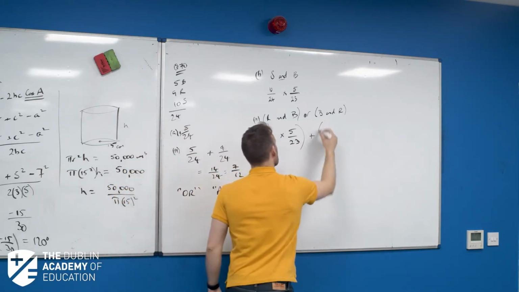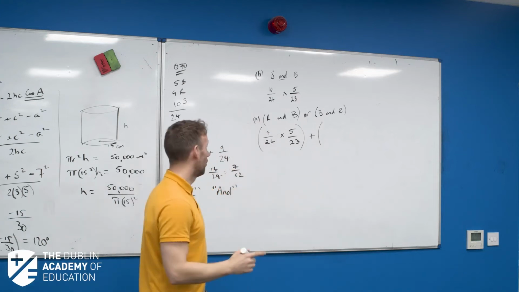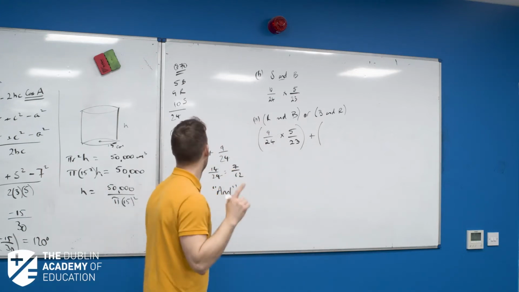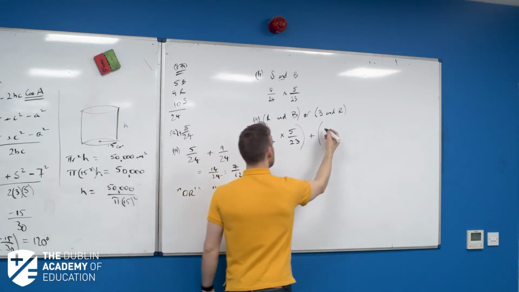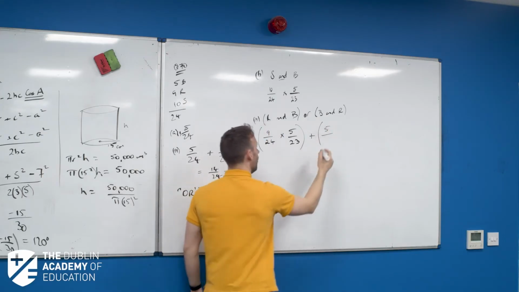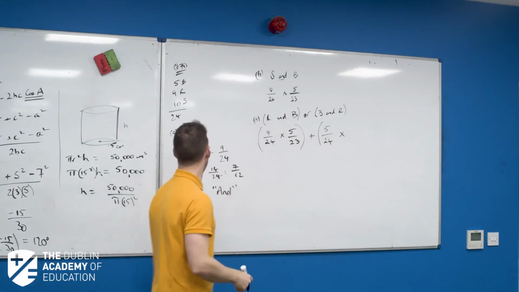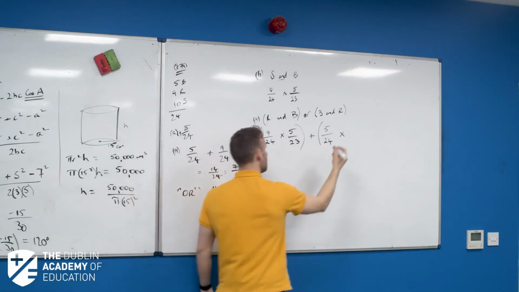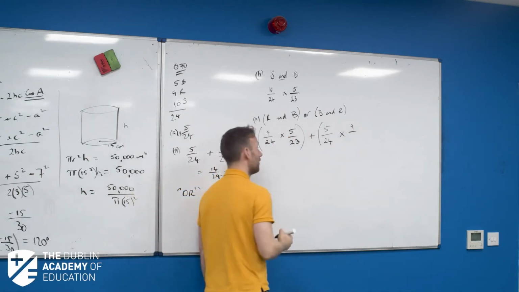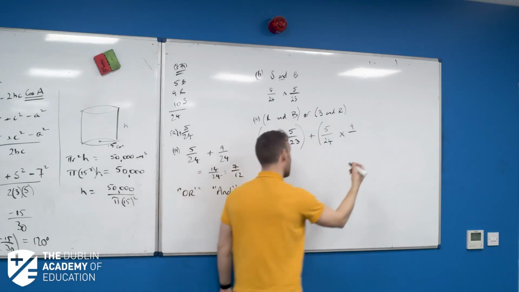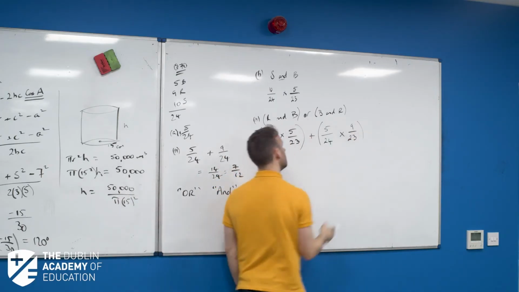Plus, we start again. Right? So if we start again, how many black cars do we have? We've got 5. Out of a total of 24. When we see and, we multiply. And now we've got 9 cars. Out of a total of how many? Well, remember, we've already selected a car, so we have 23 left.